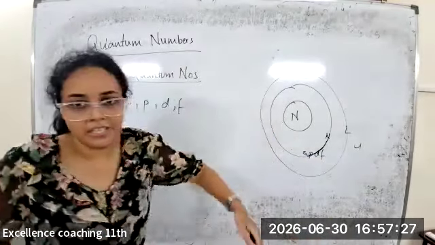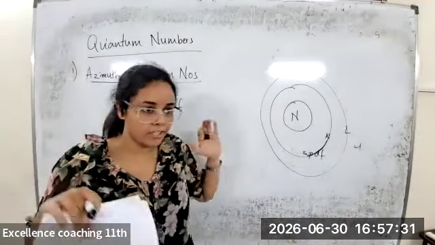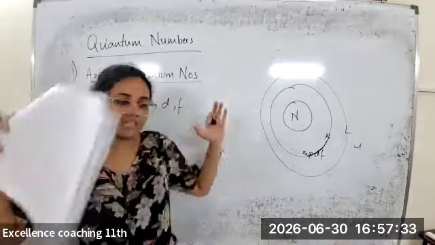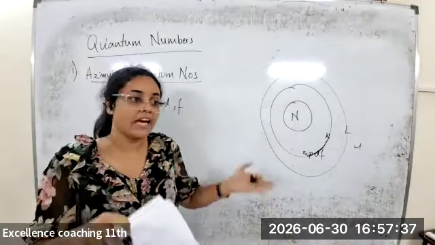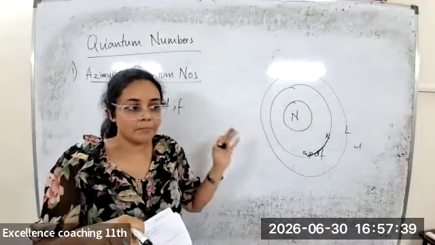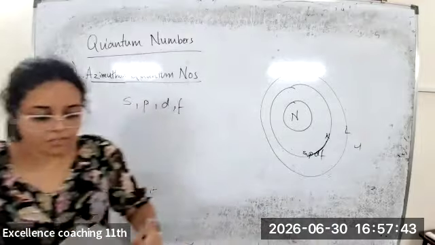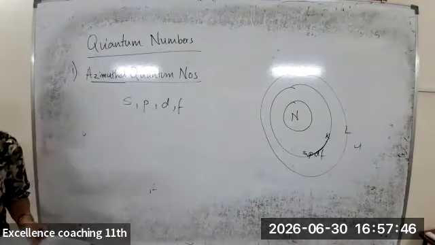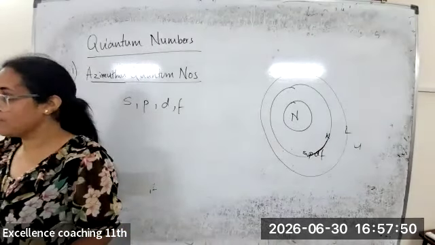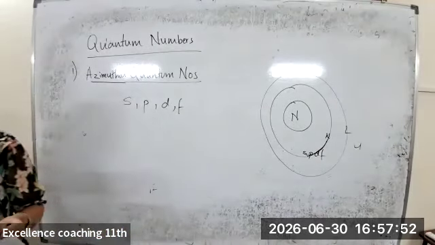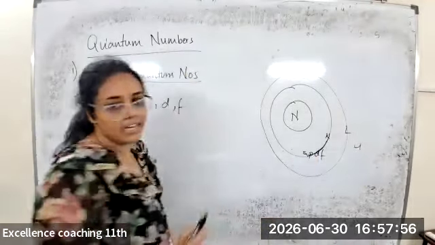How to name them and all this, we will see a bit further on. But for now, you have to know that a shell is something big, which is present outside the nucleus, and within the shell there are subshells, which are S, P, D, F. So when we speak about the azimuthal quantum number, it gives information about the subshells. In other words, subshells are nothing but your SPDF.